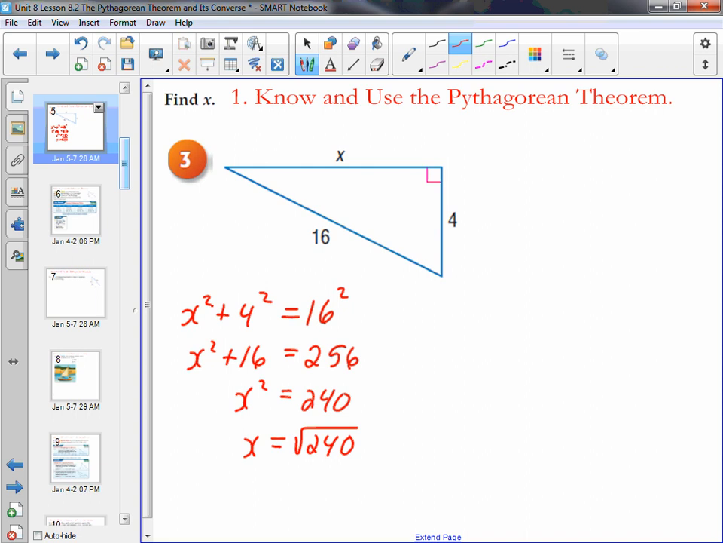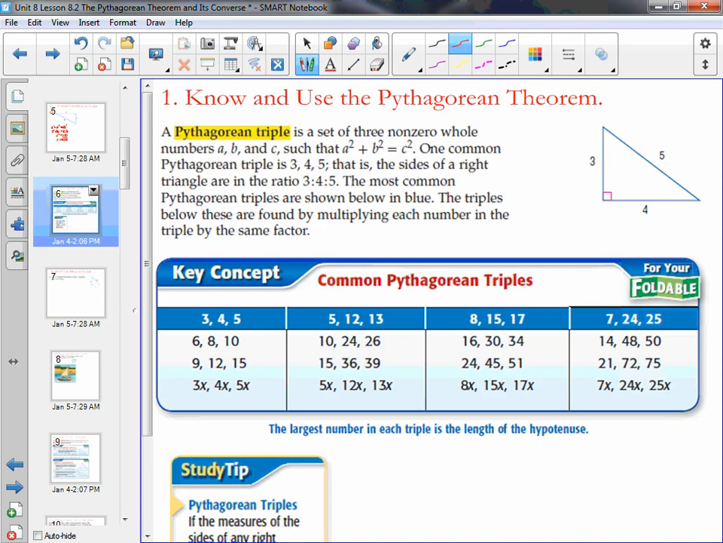Everybody get the square root of 240? All right. Now, over the years, mathematicians noticed something. You know, mathematicians are pretty bright people for the most part. They noticed they kept getting the same sets of three numbers for the lengths of sides of a right triangle. Whenever one leg's 3 and another leg's 4, the hypotenuse is always 5. Like I said, they noticed that.